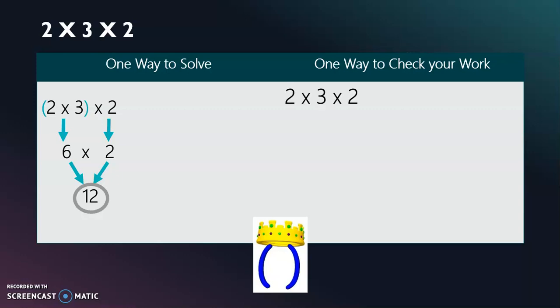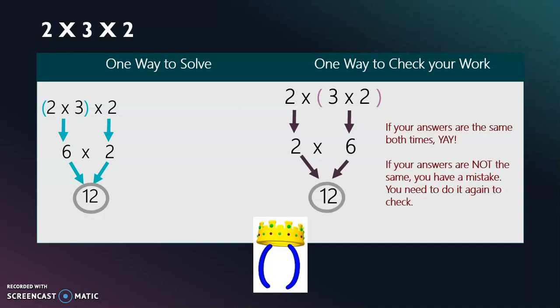Now I'm going to check my work a different way. That means I'm going to put my parentheses in a different spot. So instead of the first 2 factors, I'm going to put my parentheses around the second 2 factors, and that's 3 times 2. Now in this one, it looks very similar, and that's okay. You can do it like that. That's perfectly fine. Alright, so 3 times 2 equals 6, and then I'm going to pull down the other 2, so 2 times 6 equals 12.